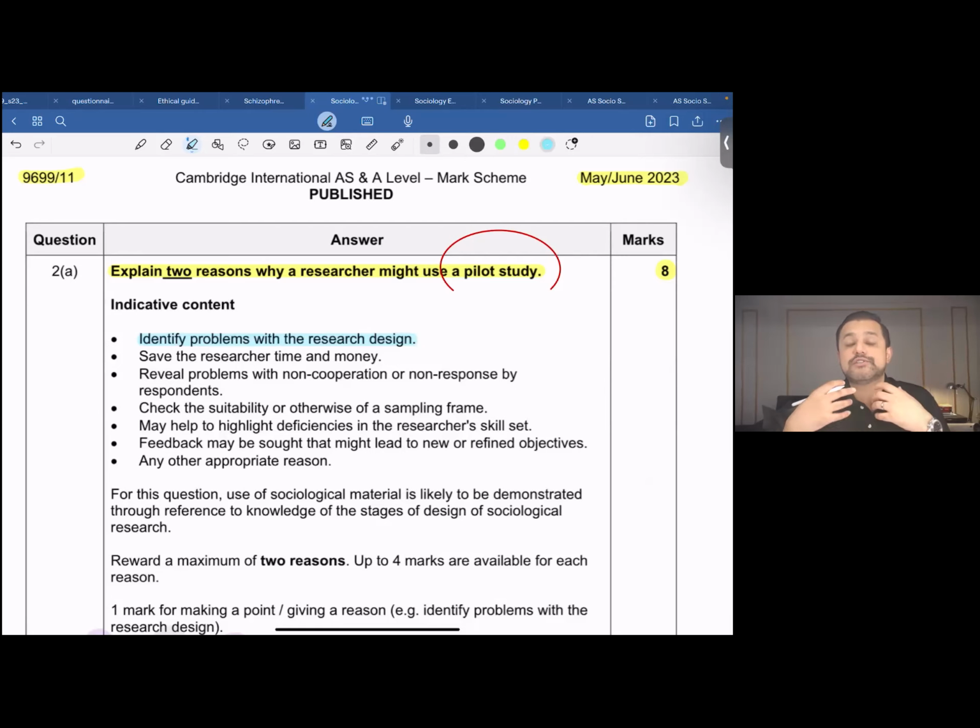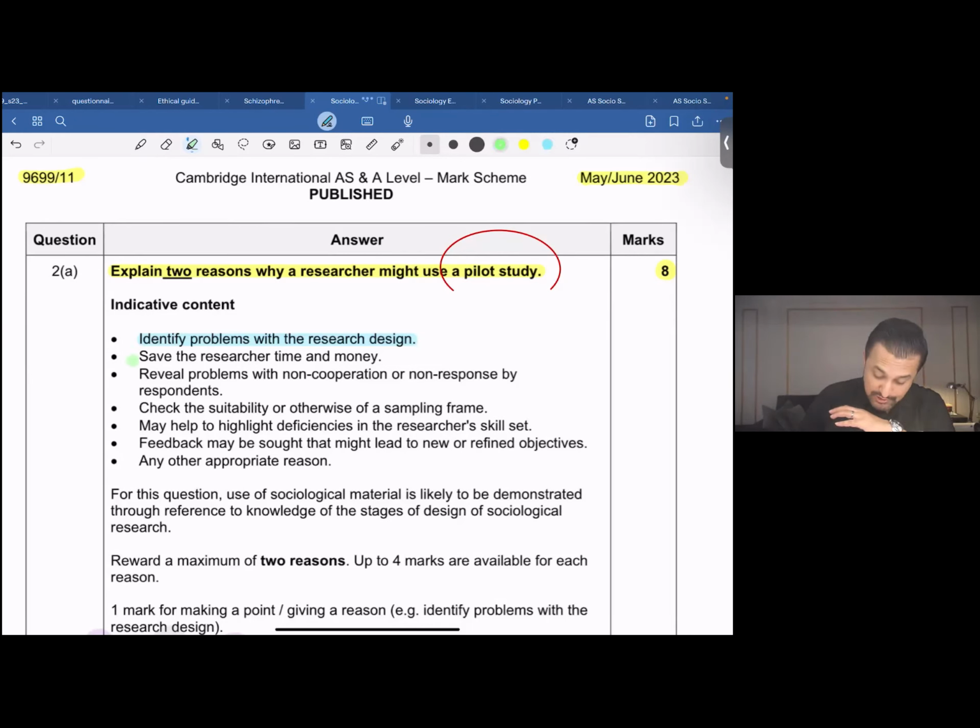Now, the research design that the researcher has in his or her mind might include certain problems. So if a researcher conducts a pilot study, he or she is actually testing what the research design would be like when they would actually be conducting their research.